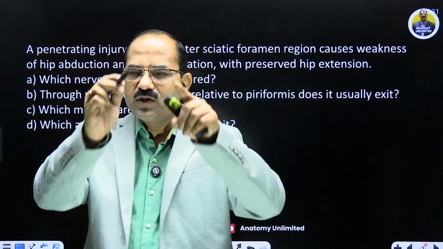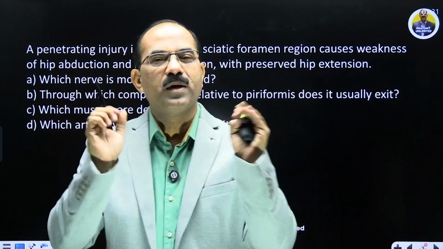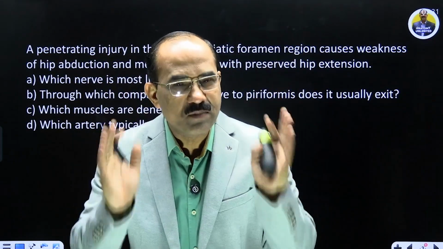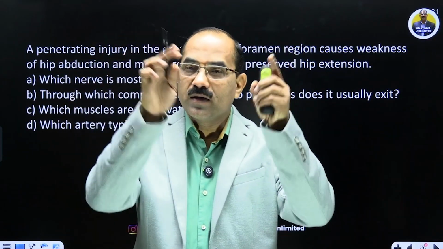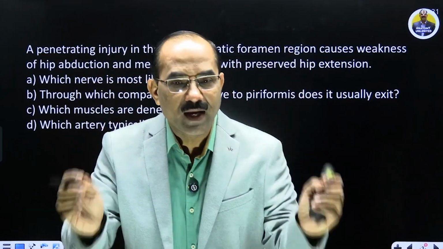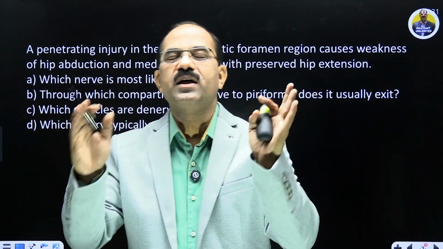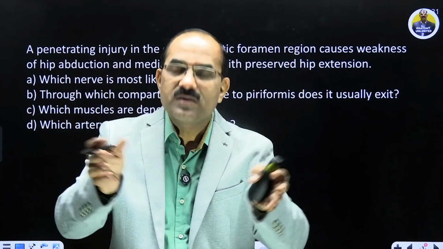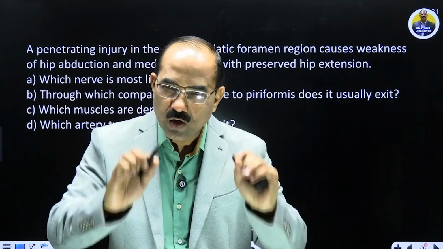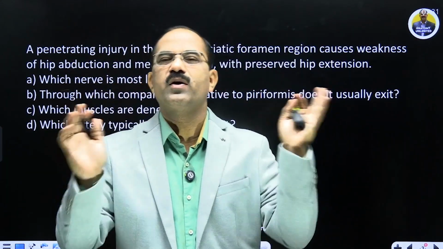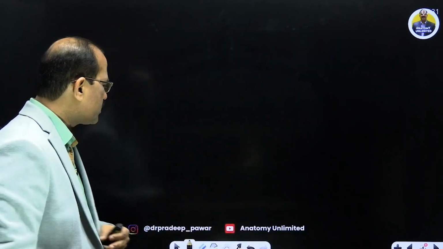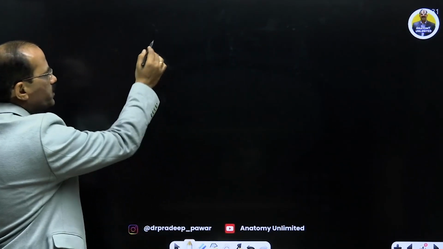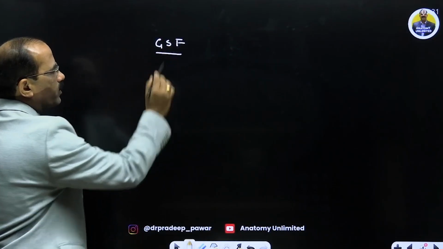You know, children, there is a greater sciatic foramen and a lesser sciatic foramen in the pelvis. The greater sciatic notch and lesser sciatic notch are actually in the pelvis. They are converted into a greater sciatic and a lesser sciatic foramen by the sacrotuberous and sacrospinous ligaments. So what are the structures passing through the greater sciatic foramen?